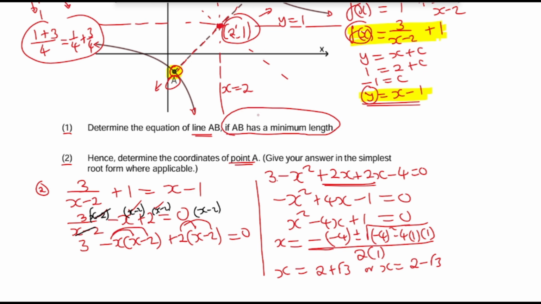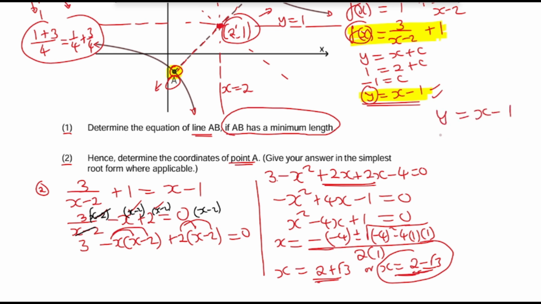Remember, there's b up there. Okay, there's b there. So for a, we'll take the smaller one because a is on the left hand side of b. So it means this one will be for b, this one will be for a, right? Okay, so therefore the x coordinate of a is 2 minus root 3. Okay, but now we want the y coordinate. We can use this equation. y is equal to x minus 1.